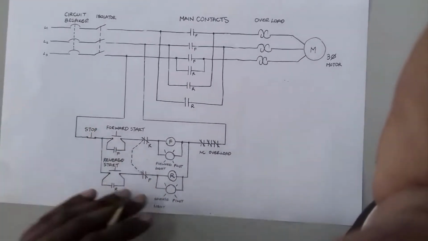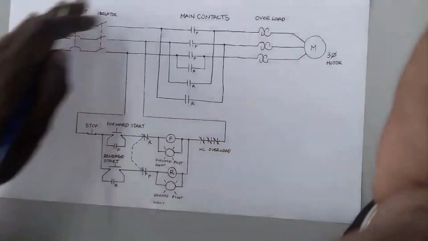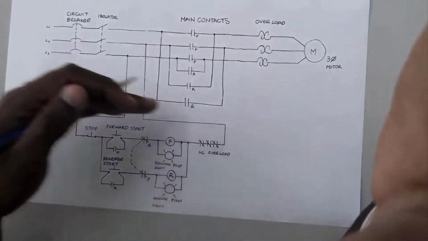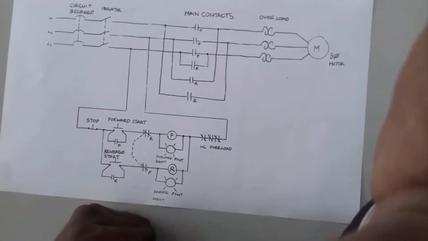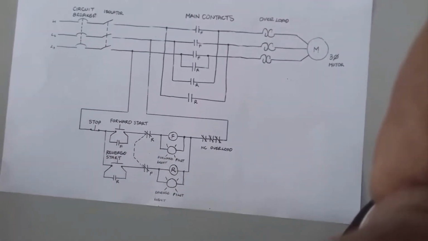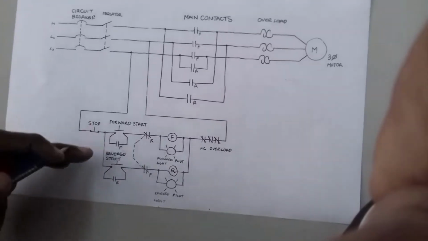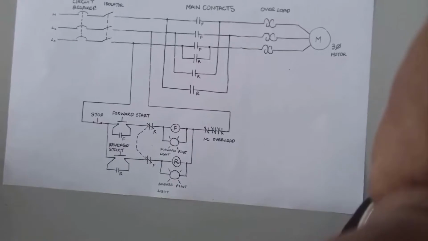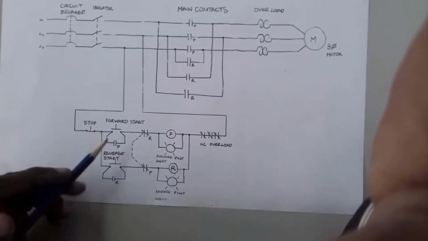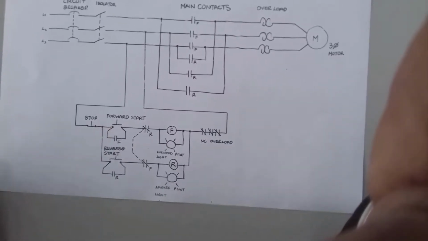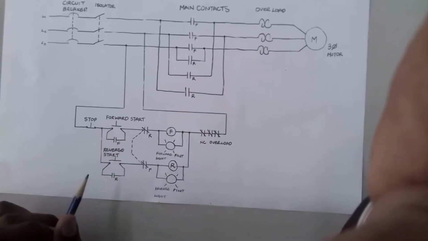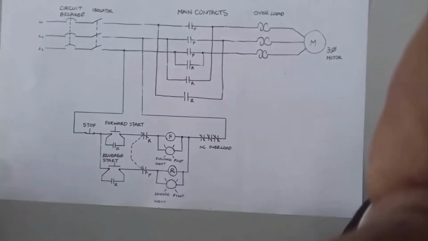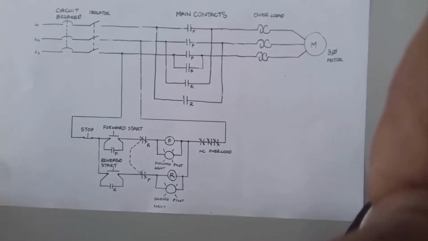Then on the control side of the circuit, this side of the circuit is the power side. It provides power to our motor. This is the control side of the circuit. We have our normally closed stop button that breaks current flow to the rest of the control circuit. We have our normally open forward start push button, and we have a similar push button for the reverse start.